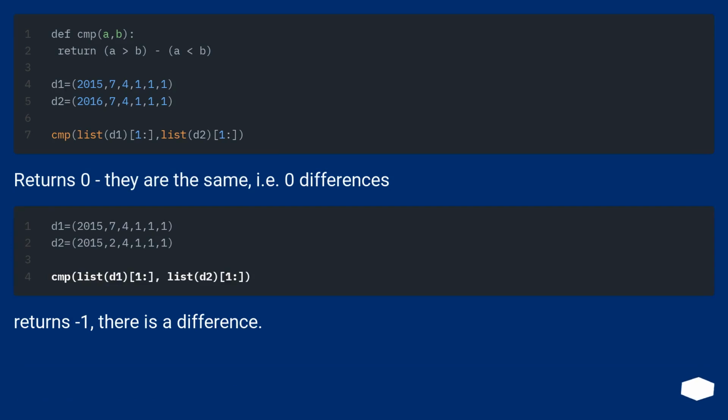Returns 0, they are the same, i.e. 0 differences. Returns -1, there is a difference.